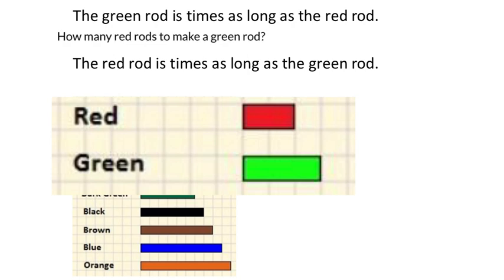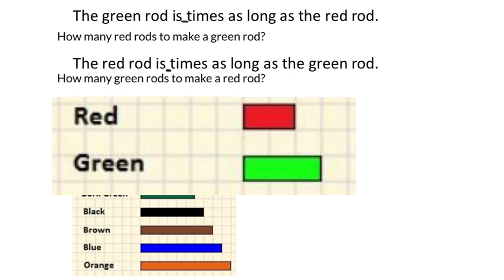And then same with the next question, the red rod is blank times as long as the green rod. It just switches those, so that one's asking how many green rods to make a red rod, question mark. Okay, so yeah, there should have been some blanks there. Is blank times as long, is blank times long. There we go. So sorry, where those are, there should have been blanks there.